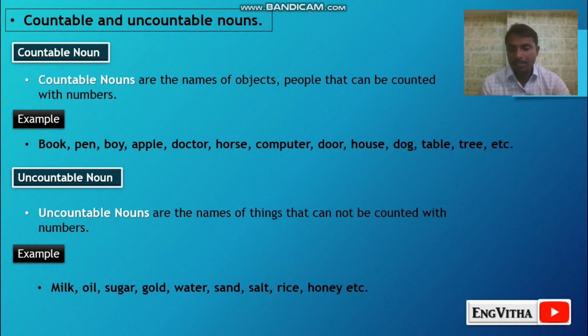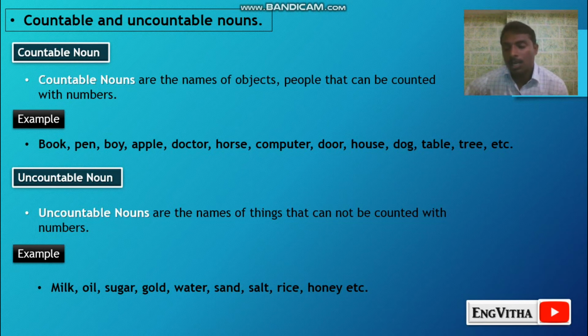Let us take milk as an example here in uncountable nouns. Milk cannot be counted because we can't count how many drops of milk are in a bottle, because it is impossible to count milk in drops. And likewise oil also, and sugar, gold, water, sand, salt, rice, honey. These are all uncountable nouns.